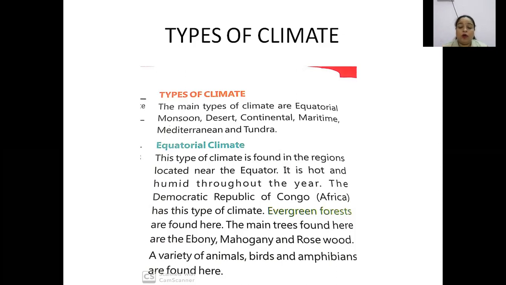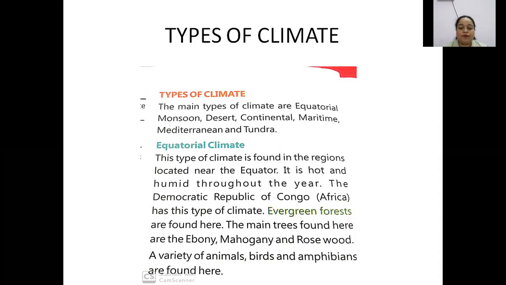The Democratic Republic of Congo, Africa, has this type of climate. Evergreen forests are found there. Why are the forests called evergreen? Because forests use only two important products, and both are available in the equatorial forest. The first is sunlight. The second is water. Both are available on the equator, so the forest remains green and lush throughout the year. That is why the forests are known as evergreen forests. Understood?